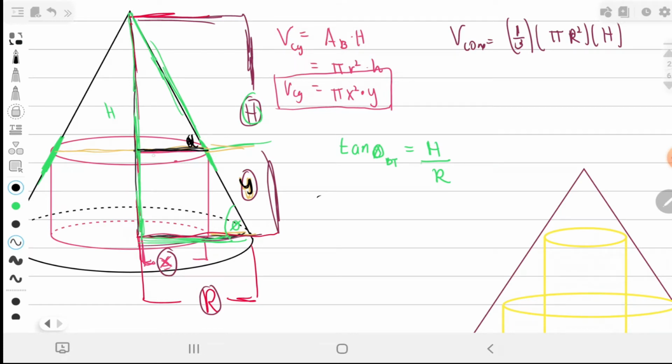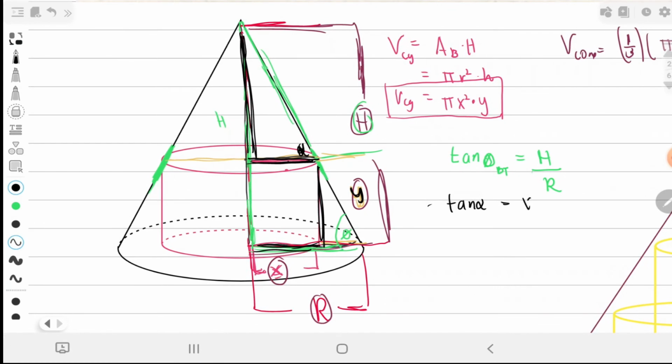So let's say dito, I have my tan alpha is equal to ito, di ba? Of course, yung x natin, tan alpha, opposite. So, yung opposite nito is itong side na to. But what is this side?